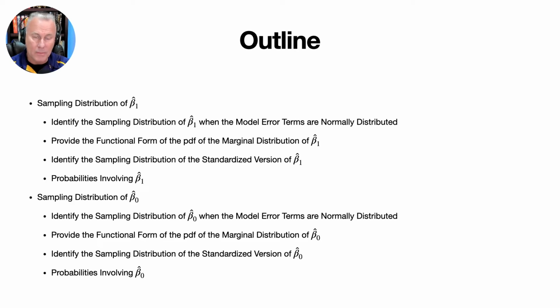We'll then look at the sampling distribution of beta 0 hat. We'll identify the sampling distribution of beta 0 hat when the model error terms are normally distributed. We'll then provide the functional form of the PDF of the marginal distribution of beta 0 hat in this situation. We'll also identify the sampling distribution of the standardized version of beta 0 hat. And finally, we'll look at calculating probabilities involving beta 0 hat in this context.